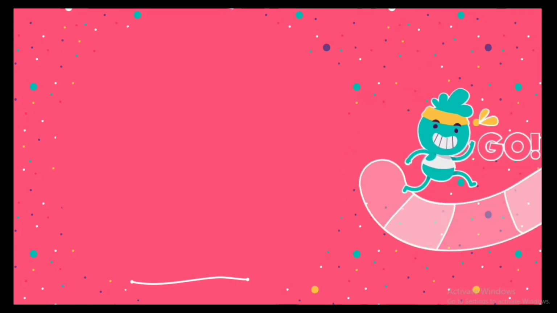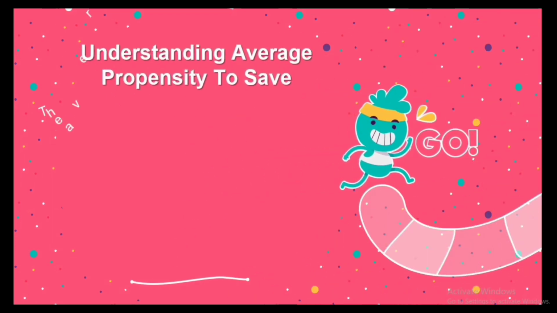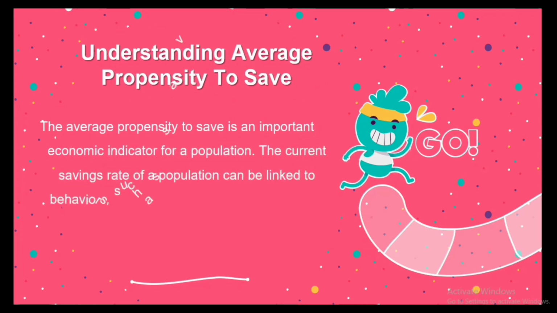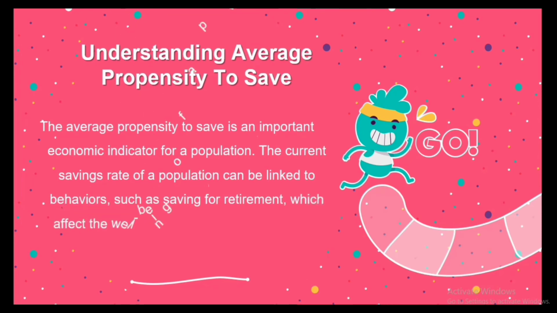Understanding average propensity to save. The average propensity to save is an important economic indicator for a population. The current saving rate of a population can be linked to behaviors such as saving for retirement, which affect the well-being of a population as it ages.